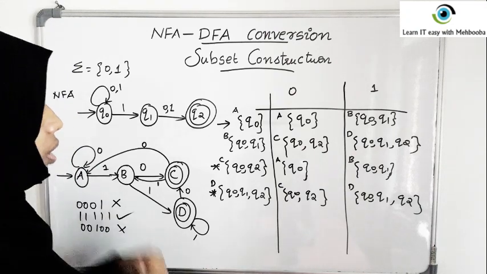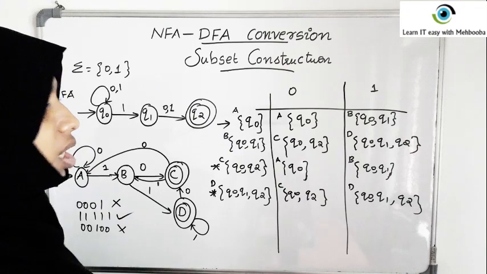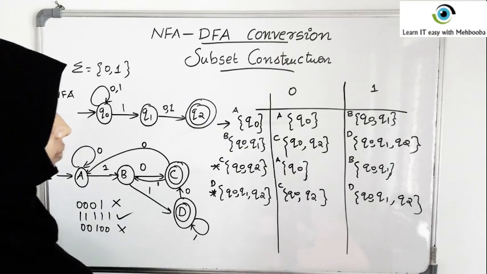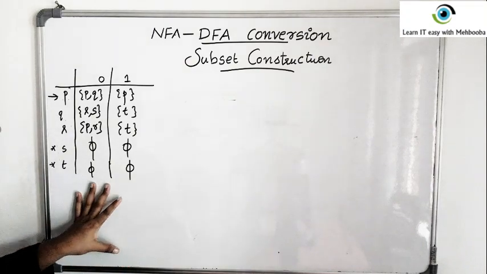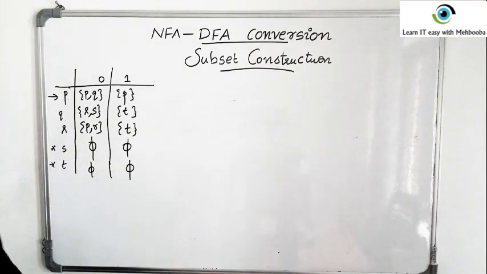Okay. So, I hope you understood this. We will do one more example. So, here is our next question. This is an NFA and we have to convert that into a DFA.